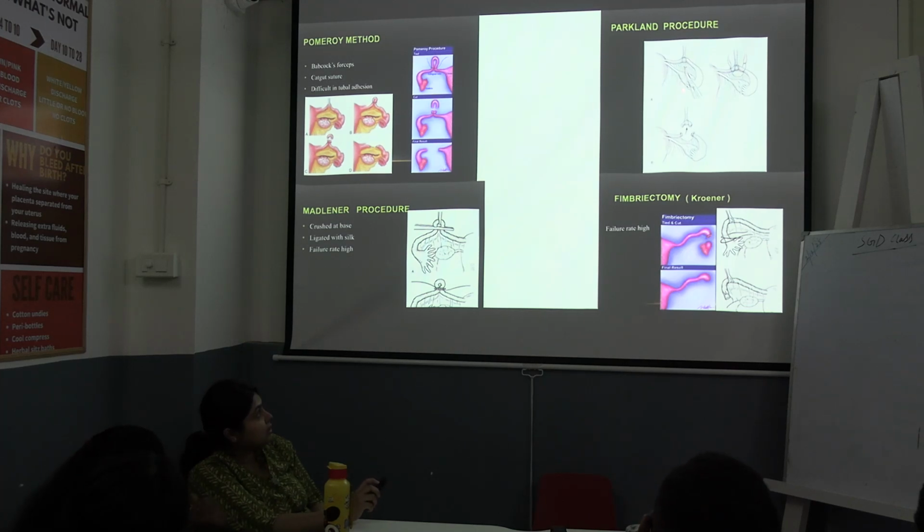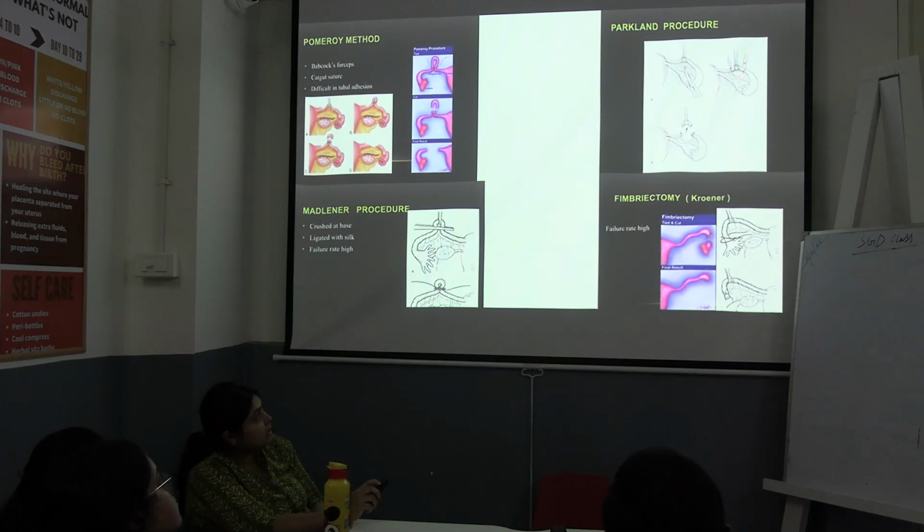Now see, this is the Parkland method. In the Parkland method, through the mesosalpinx, here one suture is passed, here one suture is passed. Both the ends of the tubes are first suture ligated, then the mid portion is cut. So what is the difference between Pomeroy and Parkland? In Pomeroy, two tubes are ligated together and then removed. Here one end is ligated, another end is ligated, and then the mid portion is removed.